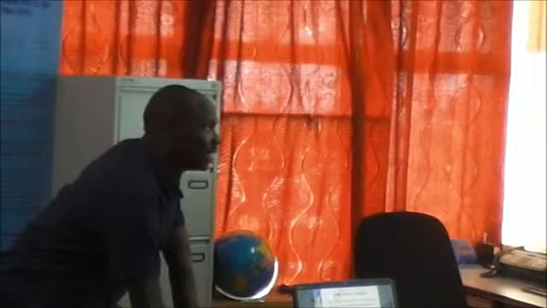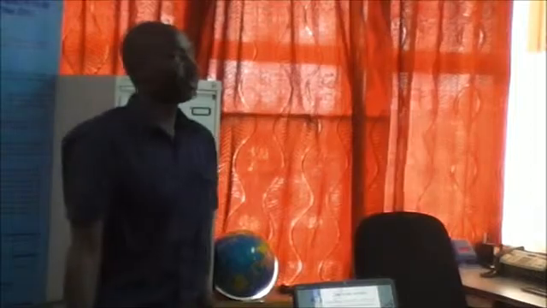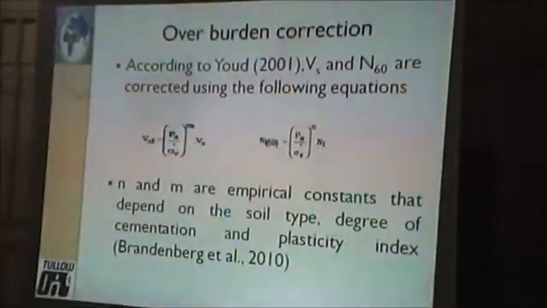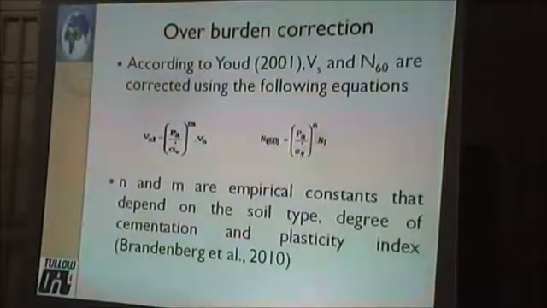Research has also shown that both the SPT value and shear wave velocities are affected by the overburden pressure or effective stress. So there is need also to do what? There is need to correct for overburden. According to the 2001 work, the shear wave velocity and SPT N value are corrected using the following equations. As you can see here, to get the corrected shear wave velocity with respect to overburden pressure, we use this factor. This is atmospheric pressure over effective stress to power n. Then for SPT, to get the corrected SPT N value, it's atmospheric pressure over effective stress to power m.